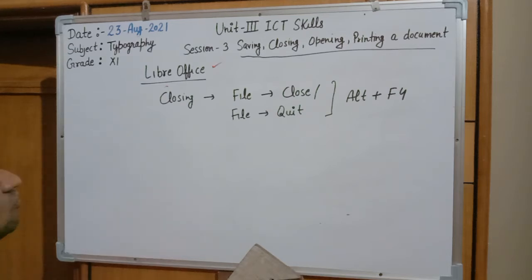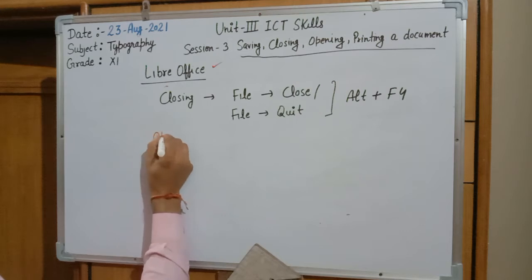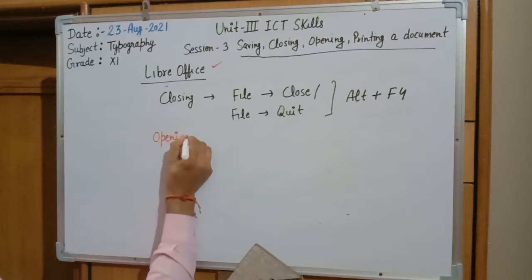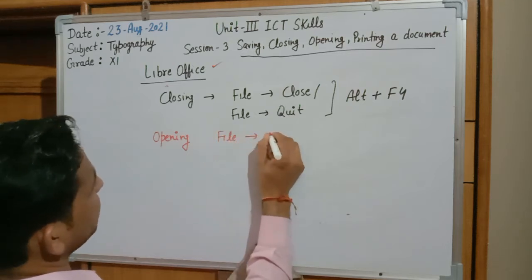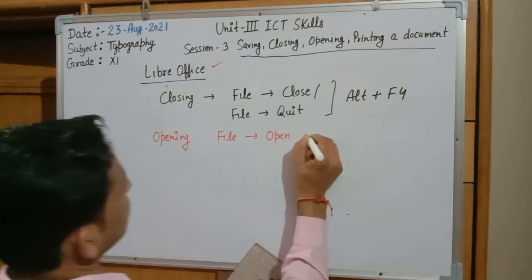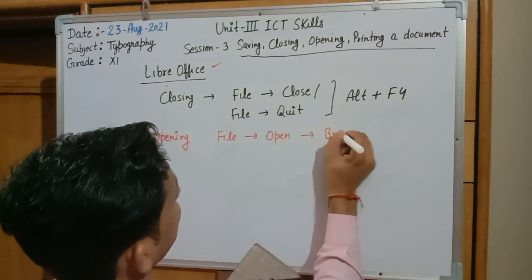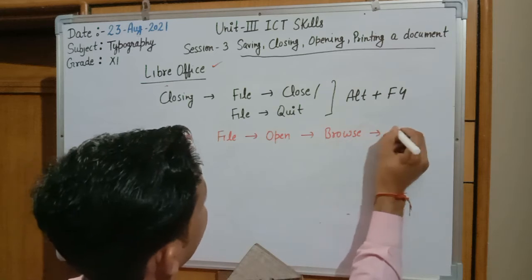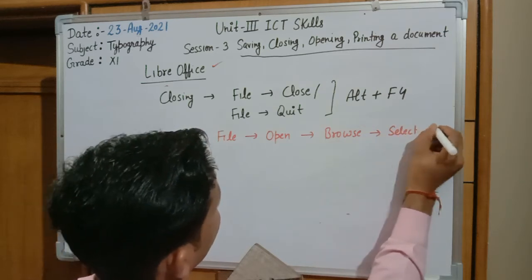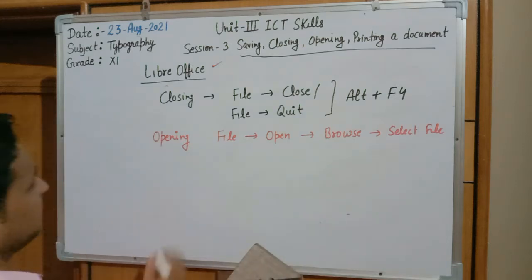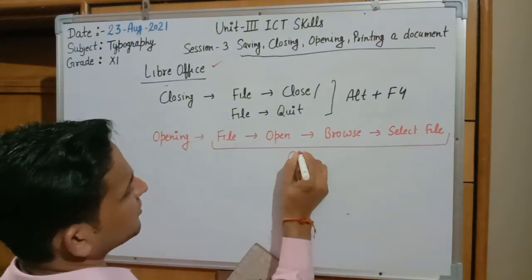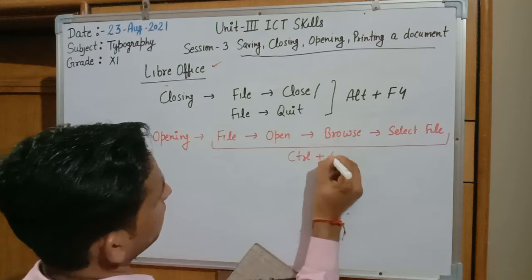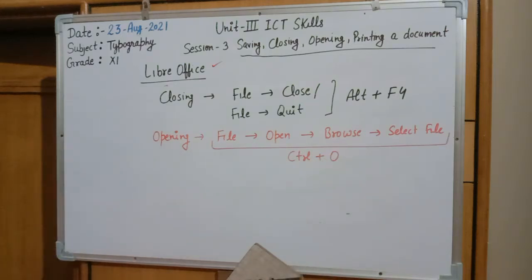Next concept is how to open a document. For opening a document, click on the file option, then select open, then select the file by using the browse option. Click on browse and select the file for opening. The same process can be followed by a shortcut key. The shortcut key is Control plus O. It is used to open a document.